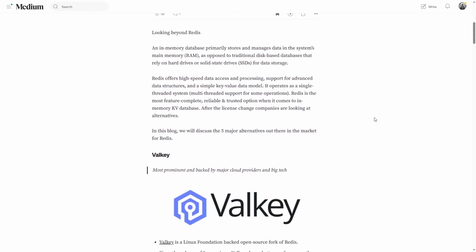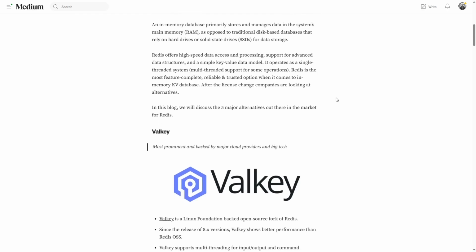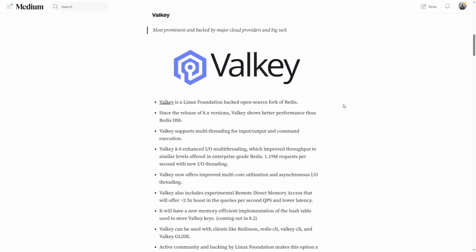So as we know, Redis is good in a lot of ways. It offers high-speed data access, data processing is also there, and it supports very advanced data structures as well. It has certain downsides, like at times in heavier loads it might start to slow down. That is one challenge. But in general, it is very fast and very performant as well. But there are certain cases where we might want an alternative to this.